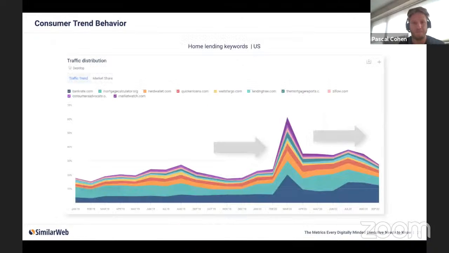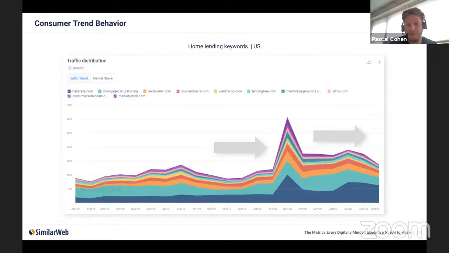Next example, and this is the last example I want to show today. Again, there are so many examples that we can show you. Here we talked about consumer behavior and consumer demand, so I created a custom keyword group with home lending related keywords, such as mortgages, mortgage calculator and so on. And you can see the trend of this search group, of these terms, over time.